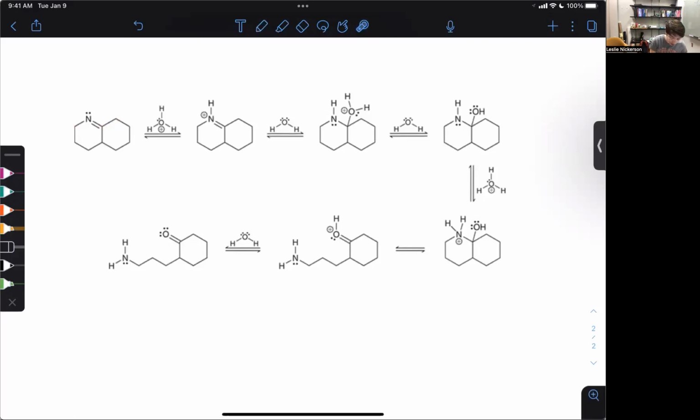So in this first step, I'm looking at this imine, and then in the second step, it has a proton on it. It got protonated. This is an acid-base reaction, or proton transfer.